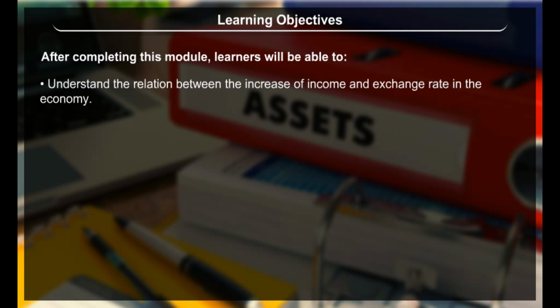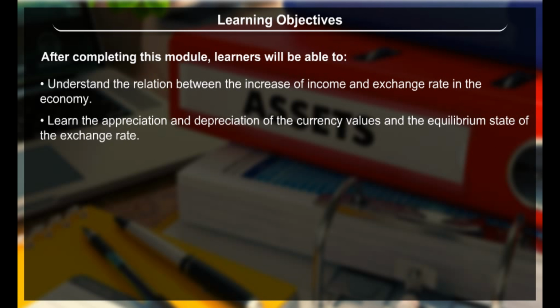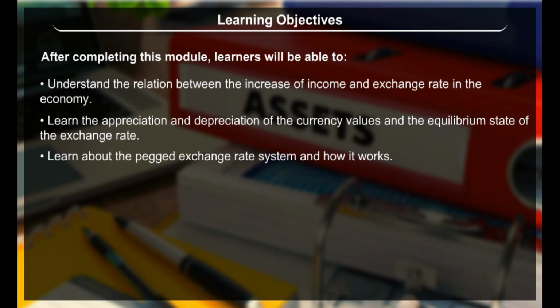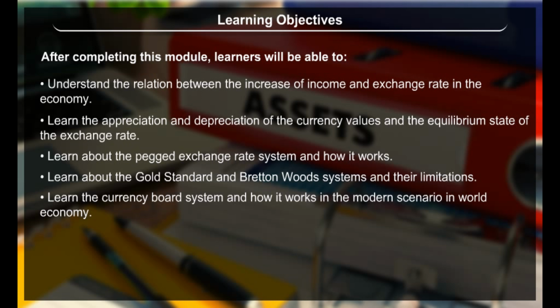Understand the relation between the increase of income and the exchange rate in the economy. Learn the appreciation and depreciation of currency values and the equilibrium state of the exchange rate. Learn about the pegged exchange rate system and how it works. Learn about the gold standard and Bretton Woods systems and their limitations. Learn the currency board system and how it works in the modern world economy.